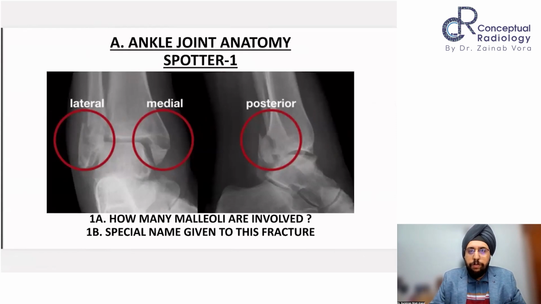This is your first spotter. So you have to write the answer in the comments, like what is the answer of 1A and then what is the answer of 1B.